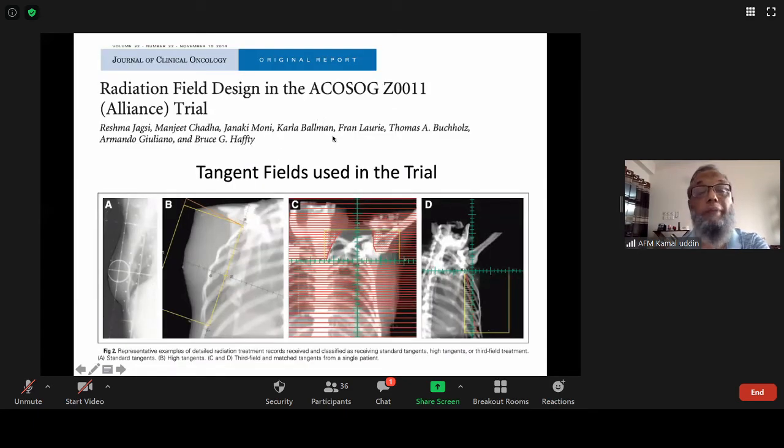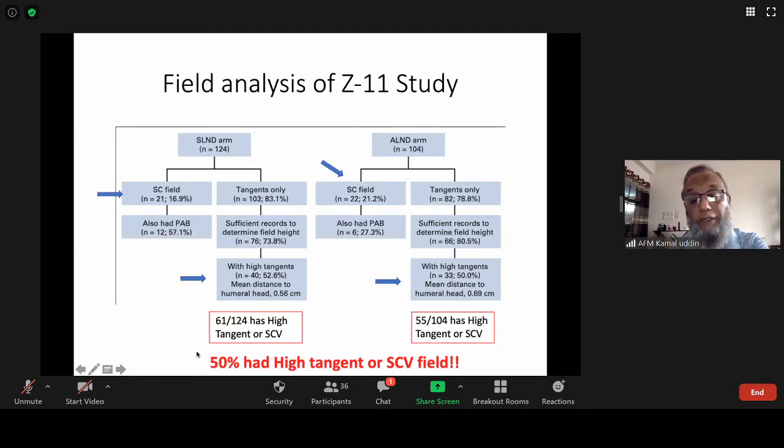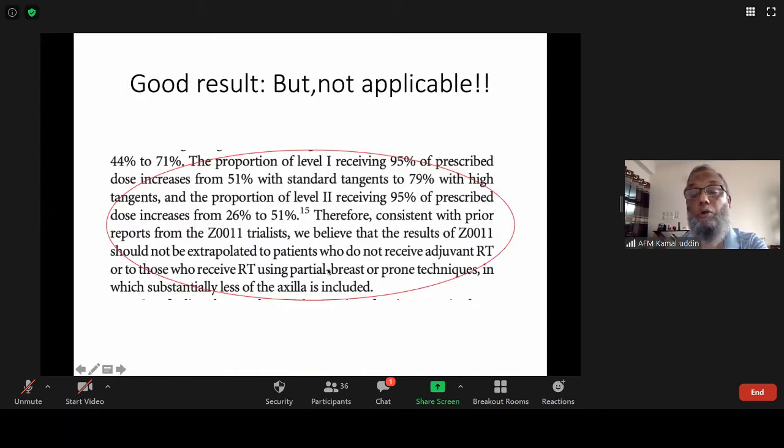So again, coming back to this Z11 study, it was evaluated how they have used the field, and they found there was quite a variability of the field use, and 50% of the high tangent patients had high tangent or supraclavicular field. So this study result should not be used as an extrapolation to conclude that we can avoid axillary dissection by radiation therapy.